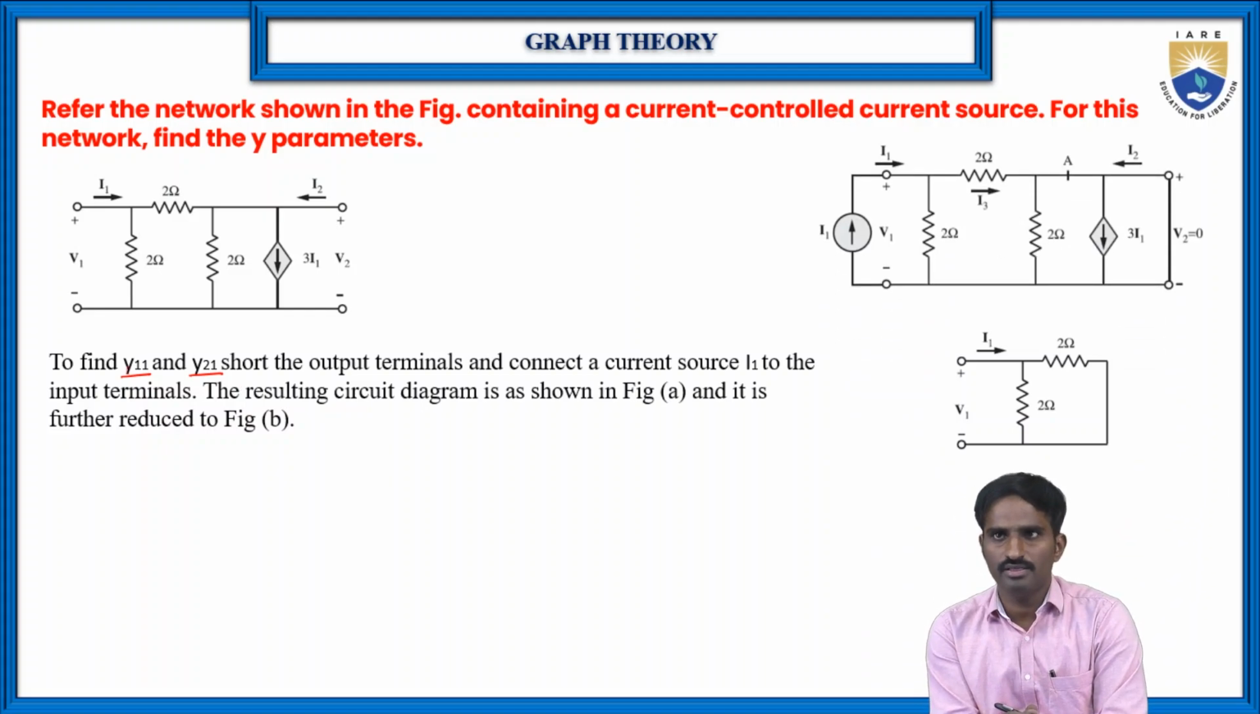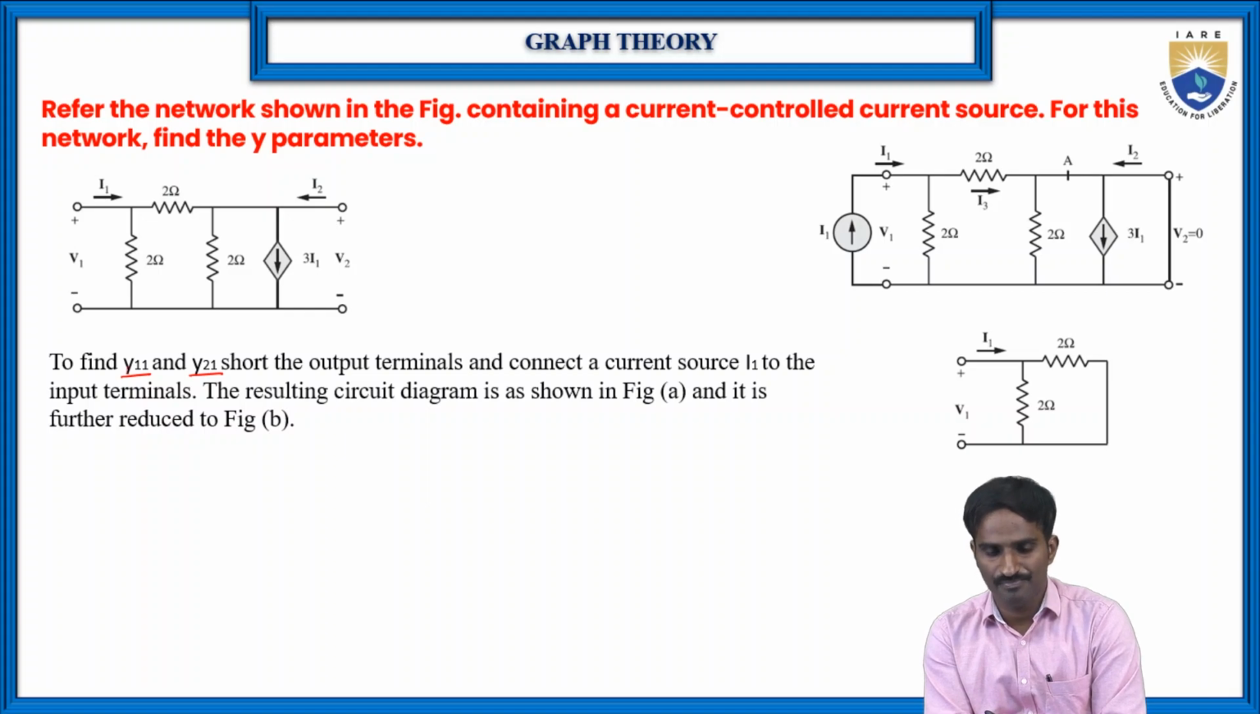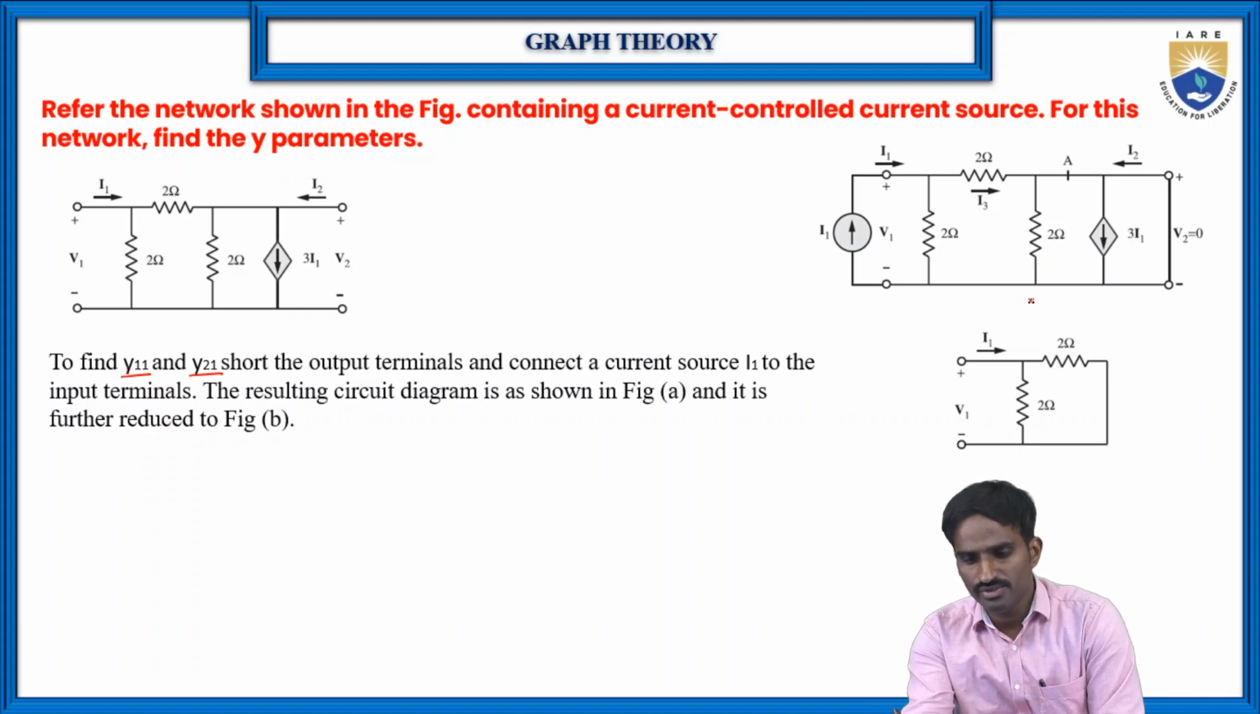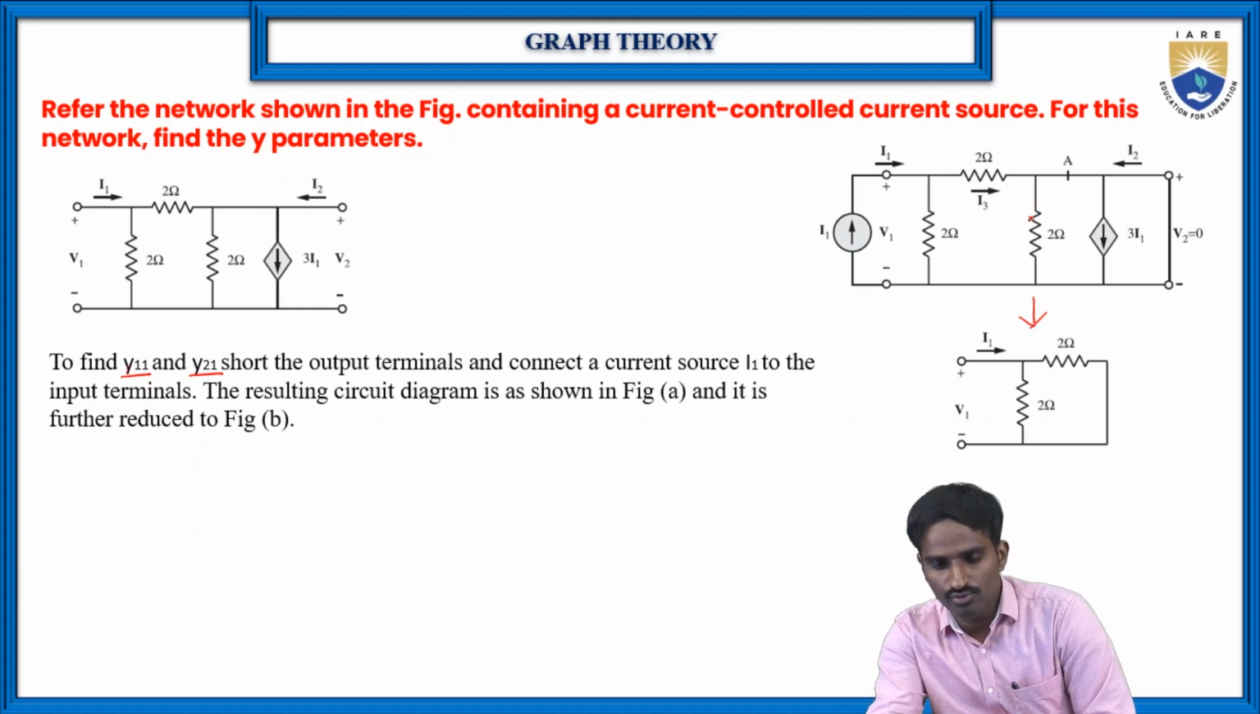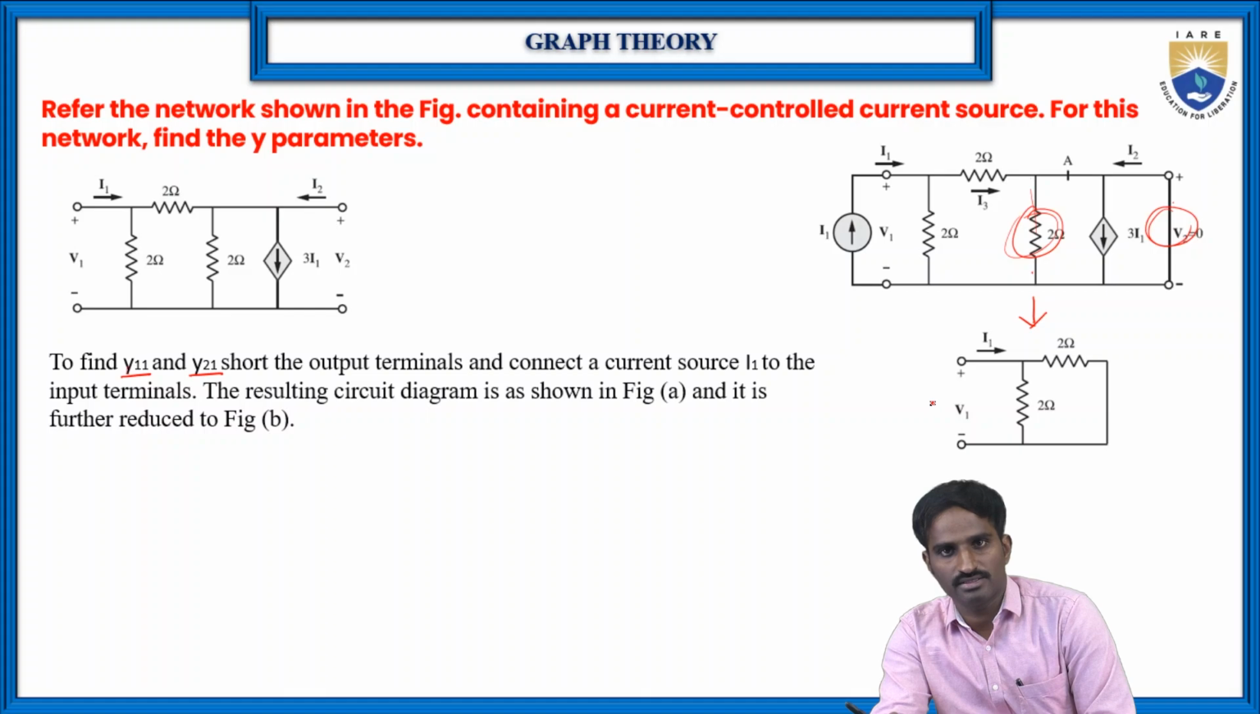Or in simpler terms, let's reduce this circuit further into something like this. Why? Because these 2 ohms are connected in parallel with the short circuit, so it will become 0. That's why I have considered only this short circuit here. Then this circuit will become like this.